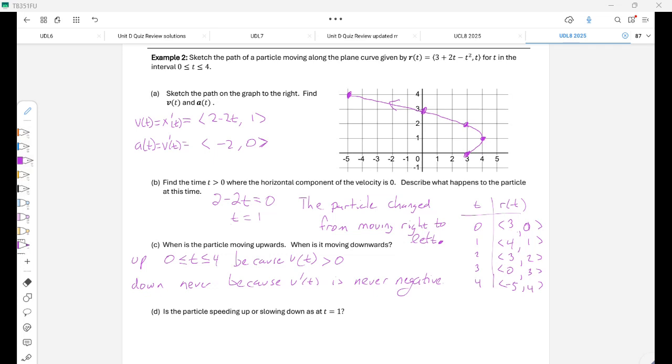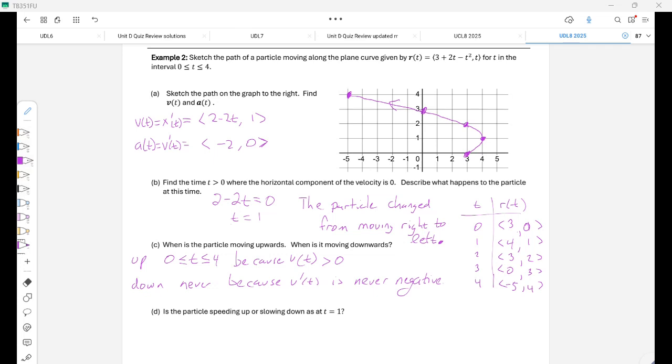Just to model good FRQ practice. Letter D, I think, is the tricky question. Is the particle speeding up or slowing down at t equals 1?